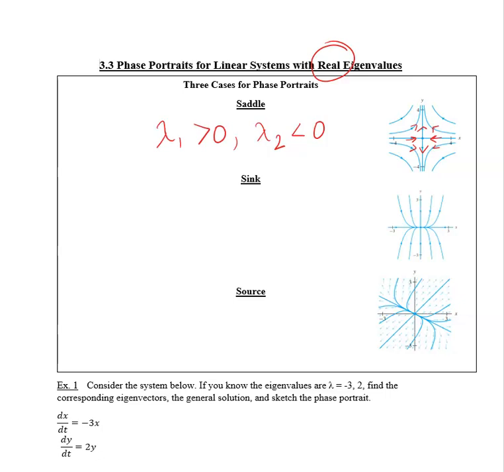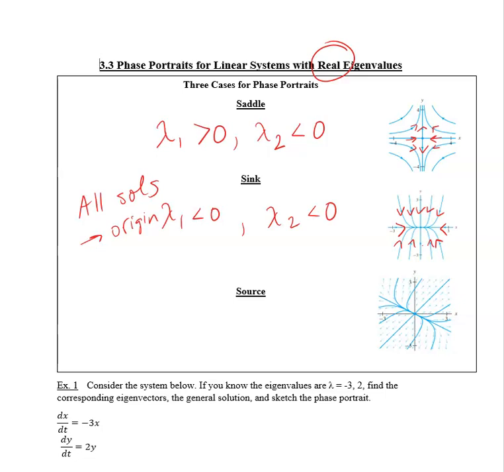A sink, that's the next case, that would be when both of the eigenvalues are negative. In this scenario, because the eigenvalues are both negative, remember as time passes on, both x and y are going to be getting smaller and approaching 0. So all of your solutions when you have a sink are going to go towards the origin, basically. You can see that in the picture. Notice these arrows are all approaching the origin, regardless of where you're coming from. And that would happen when both of your eigenvalues are negative.